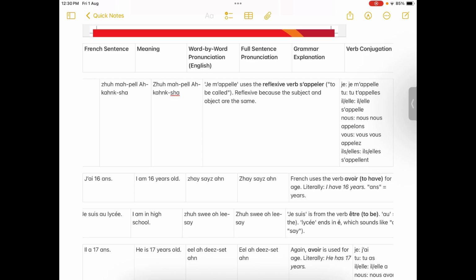For your better understanding, I have added the verb conjugation of s'appeler. It is je m'appelle, tu t'appelles, il, elle s'appelle, nous nous appelons, vous vous appelez, ils, elles s'appellent. With je, appeler ends with e, with tu it ends in es, with nous it ends in ons, with vous it ends with ez, and with ils and elles, it ends in ent, but we won't pronounce that one.